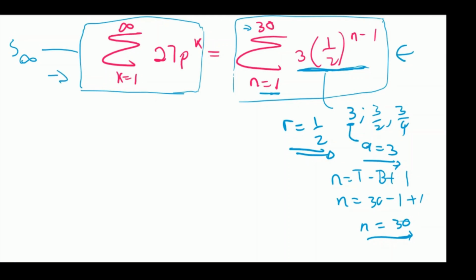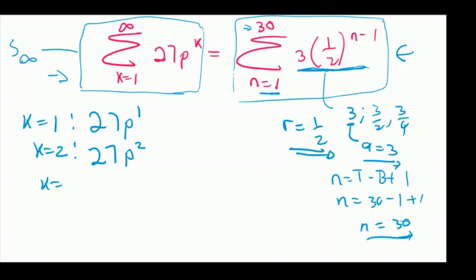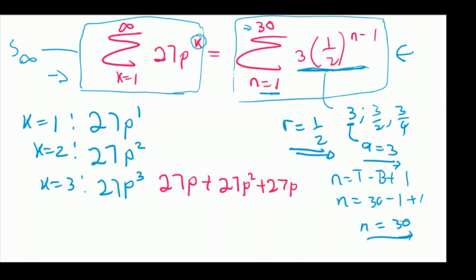So when k is equal to 1, 27p to the power of 1; when k is equal to 2, 27p to the power of 2; when k is equal to 3, 27p to the power of 3. We were substituting the k into this power here. So our first three terms of this sequence are 27p plus 27p squared plus 27p cubed.